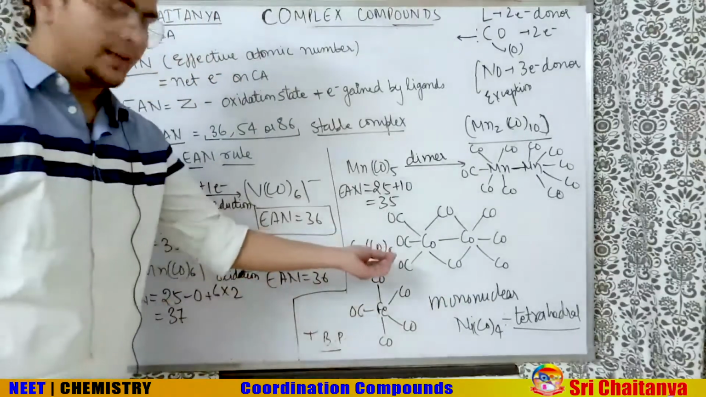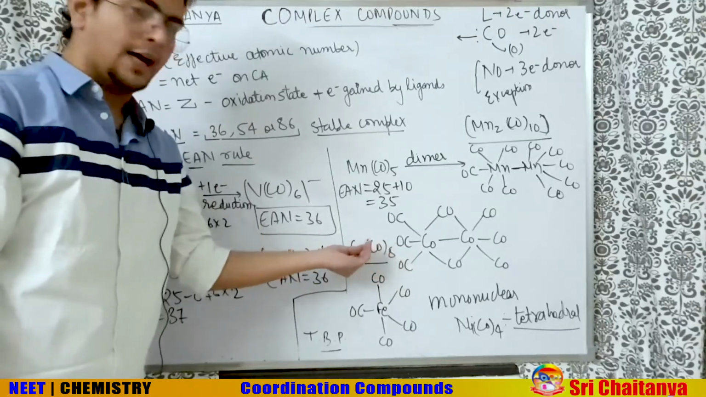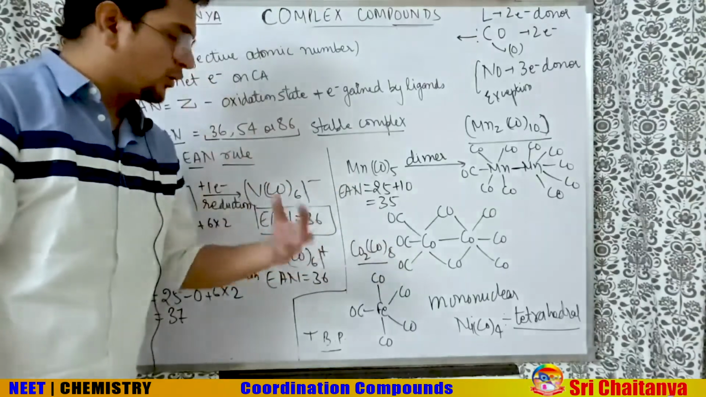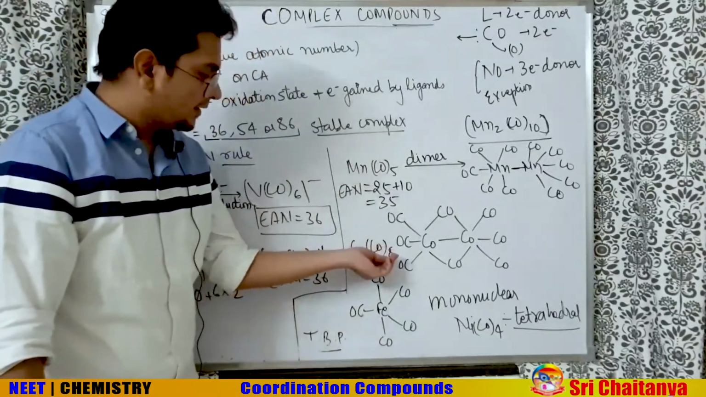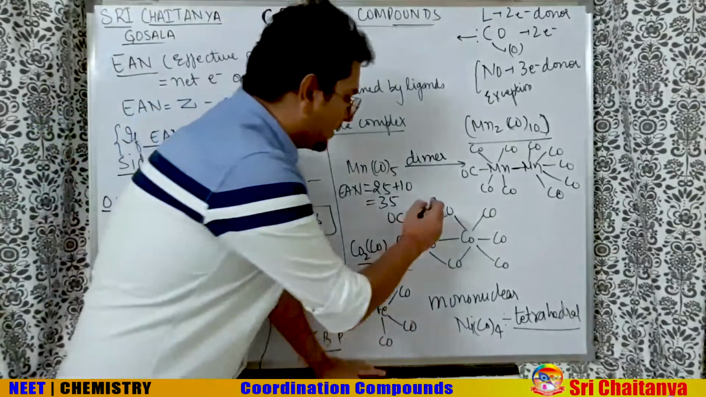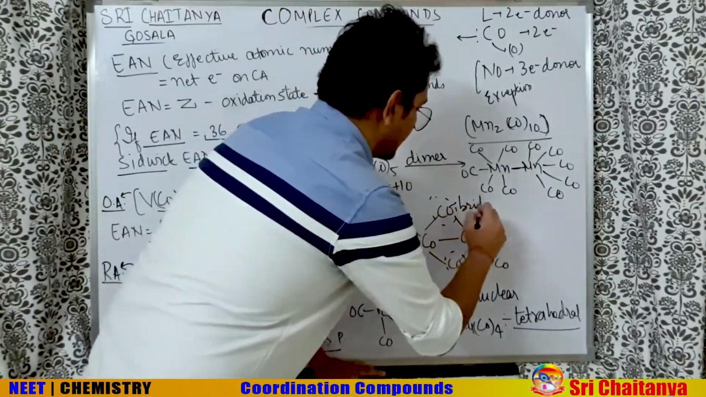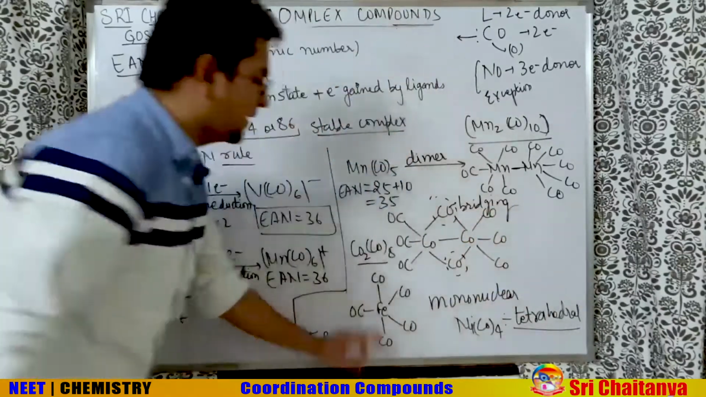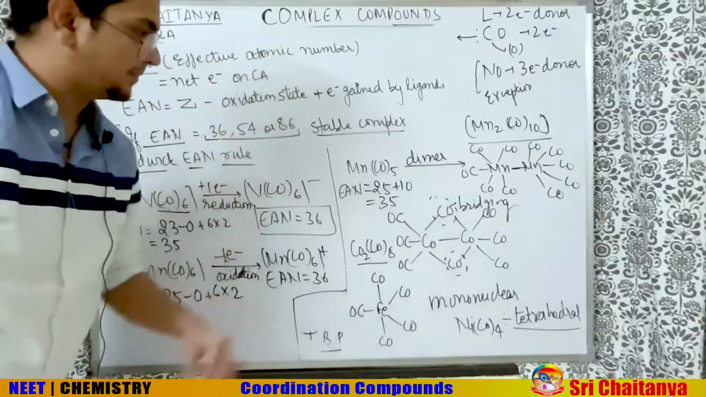Co2(CO)8, cobalt with CO. This is carbonyl, CO we have. We can also call it carboxy as well, no problem. So this carbonyl has a total number of 8 CO. Out of 8, these 2 CO are bridging CO. So Co2(CO)8 has how many bridging CO? Answer is 2 of them.